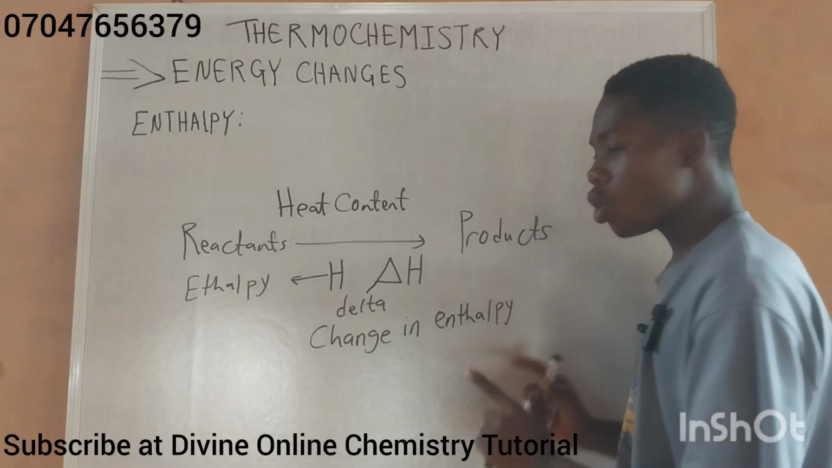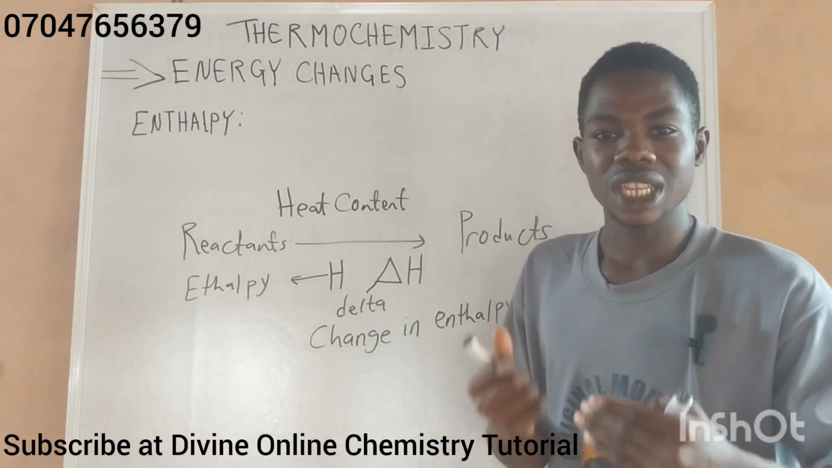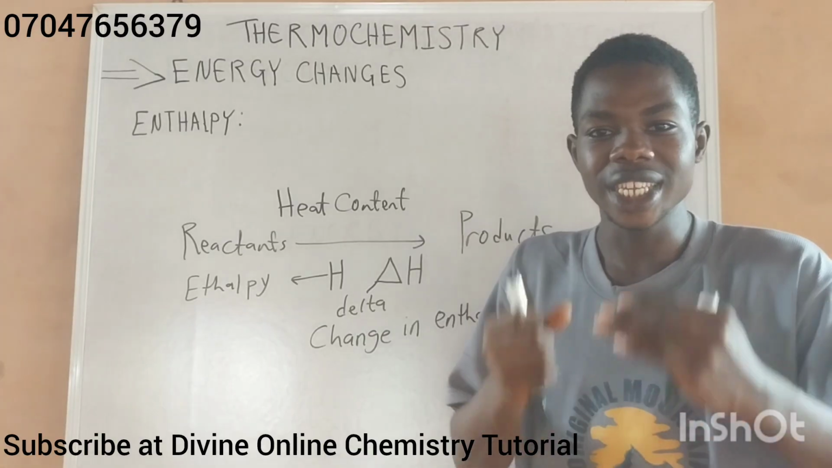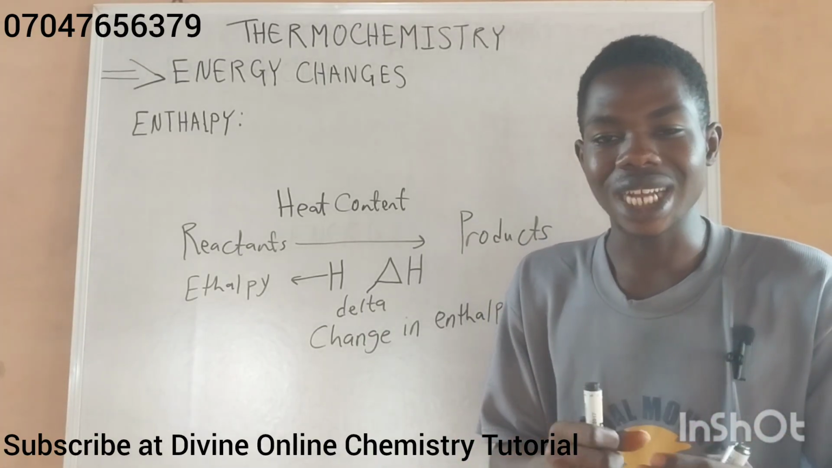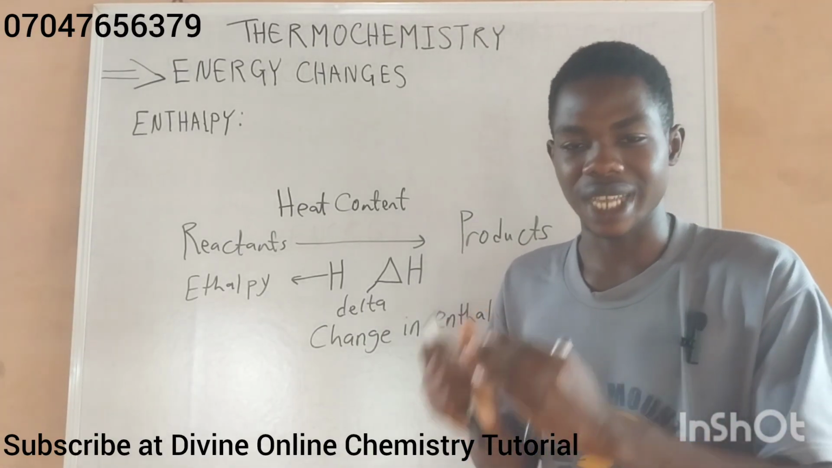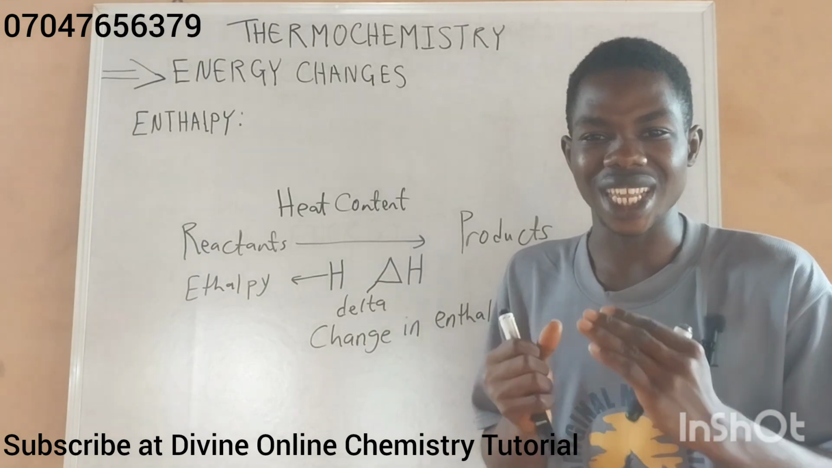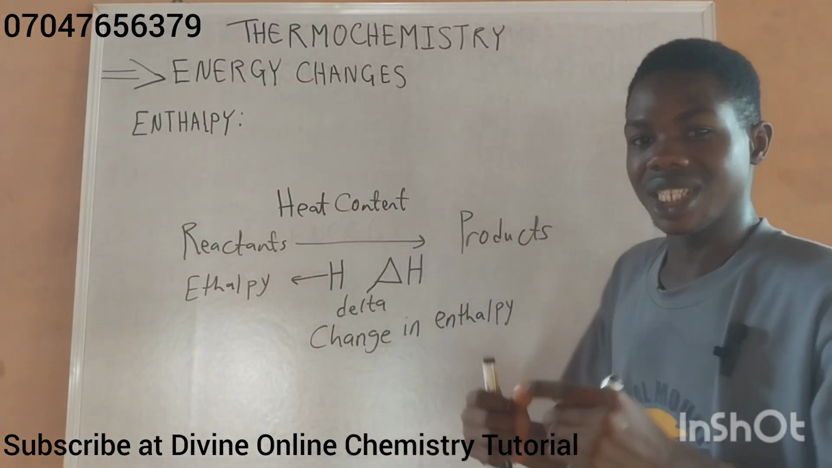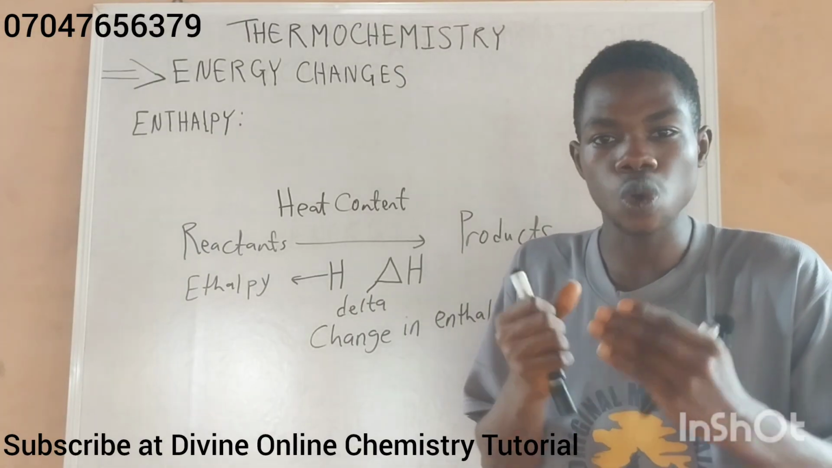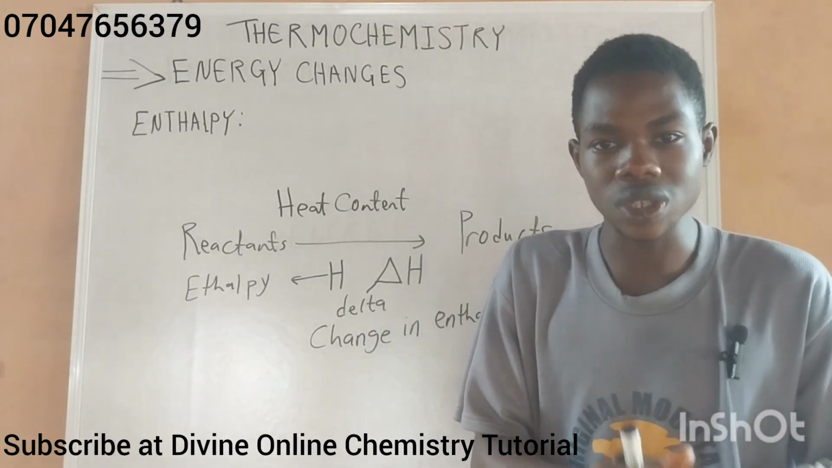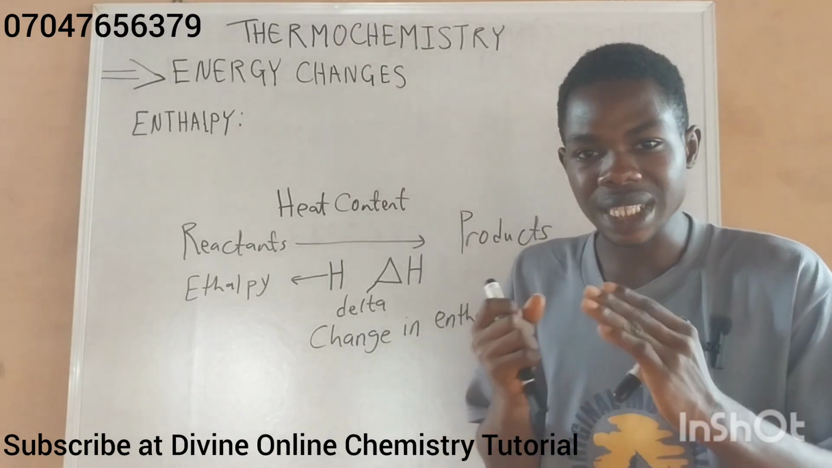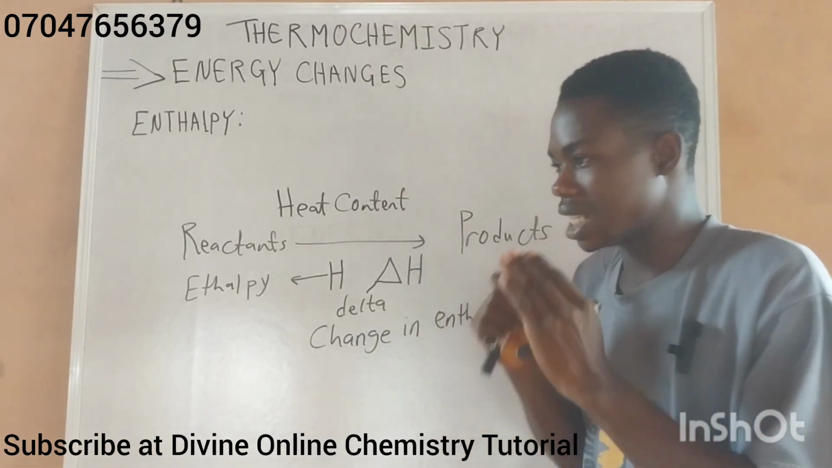Now, what does change in enthalpy mean? Change in enthalpy simply means the difference between the heat content of the product and the heat content of the reactant. So that's what change in enthalpy means. You see this word, change in enthalpy, it means the difference between the heat content of the product and the heat content of the reactant. Mathematically, it can be represented like this.